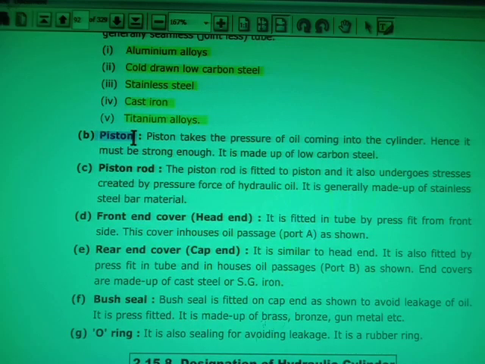The second part in the hydraulic cylinder is the piston. What is the basic function of the piston? Generally the piston takes the pressure of the oil coming into the cylinder, hence it must be strong enough, and generally the piston is made from low carbon steel. I am talking about hydraulic cylinders, not pneumatic cylinders. In a pneumatic cylinder the material of the piston or the cylinder body may be different, but as far as the hydraulic cylinder is concerned, the piston is made from low carbon steel.